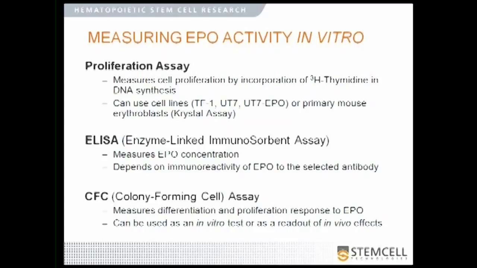Finally, one can measure EPO activity by a more functional test, the colony-forming cell assay, or CFC assay. The advantage of the CFC assay is that it uses primary erythroid tissue and measures both proliferation and differentiation in response to EPO simultaneously. This assay can be used as an in vitro test or as a readout of the in vivo effects of EPO, and I'll just spend the next few minutes defining CFC assays and describing how they are done and used to measure the functional activity of EPO.